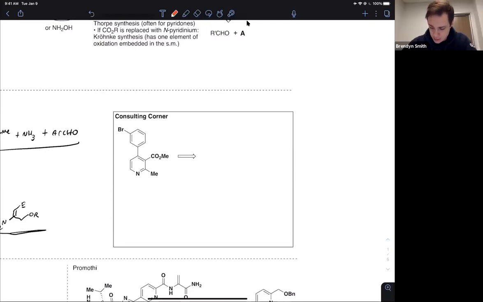So I guess maybe you can do like a Michael addition with the aryl piece into the pyridine ester and cut that bond. So you're suggesting this connection like that? No. Can you do like a conjugate addition into the ester? Conjugate addition into the ester.